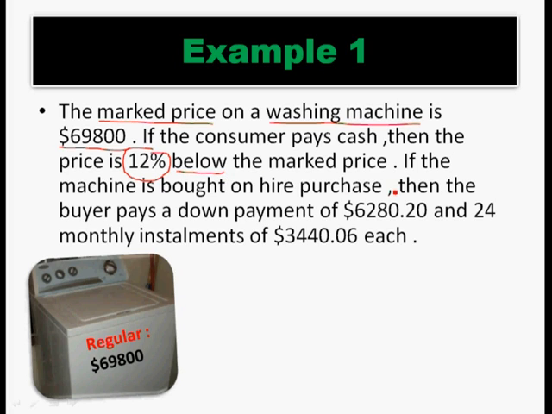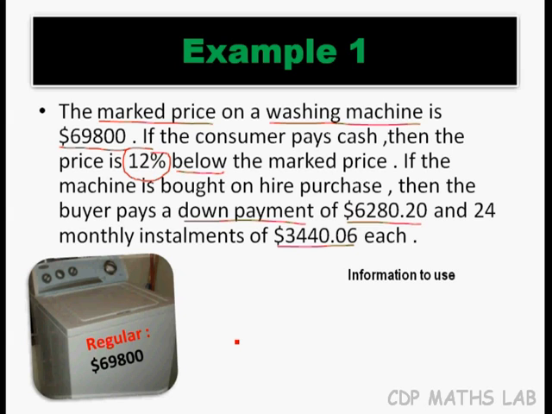Now, if the machine is bought on hire purchase, then the buyer pays a down payment. So this figure right here is a what? Down payment. Good. And 24 monthly installments simply mean every month he's going to pay what? $3,440 and what? 6 cents each. So for each month he pays this amount, and he's going to pay over a period of 24 months, which is actually what? 2 years, because 12 months make what? 1 year.